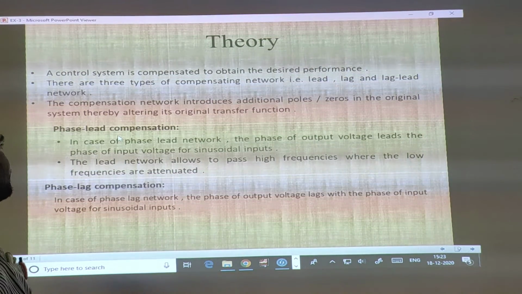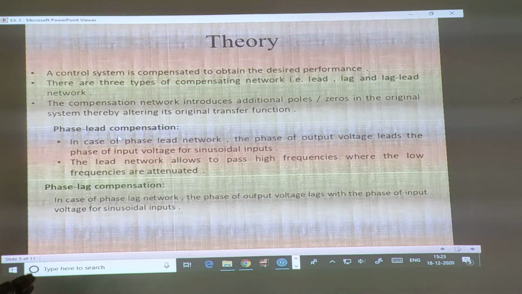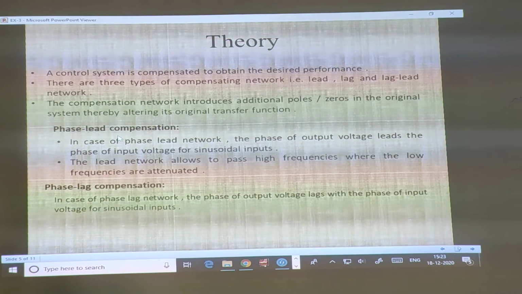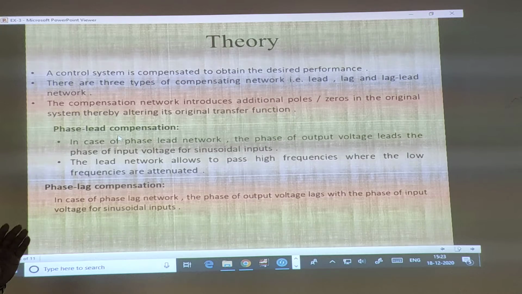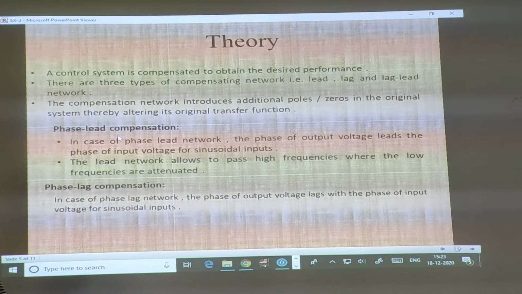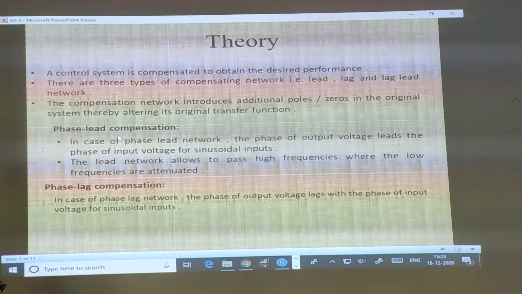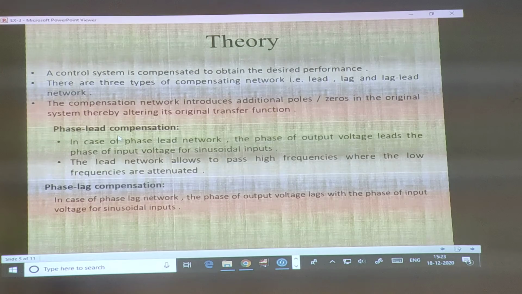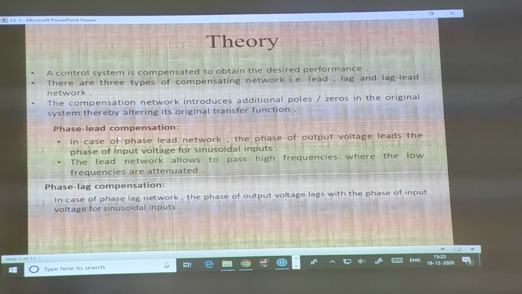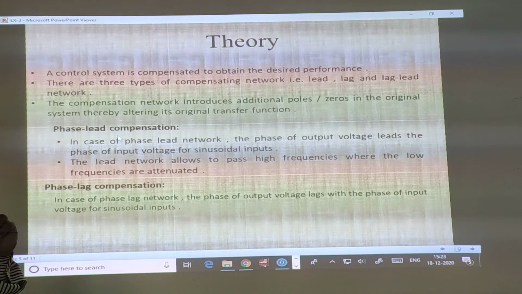Then in theory, a control system is compensated to obtain the desired performance. There are three types of compensating network. One is lead, another one is lag, and another one is lag lead network. The compensation network introduces additional poles and zeros in the system, thereby altering its original transfer function.